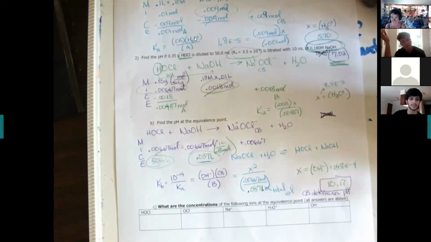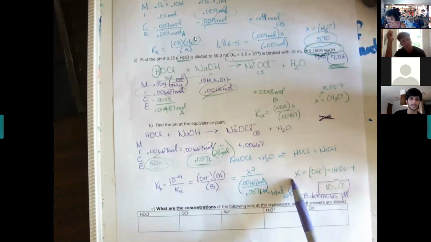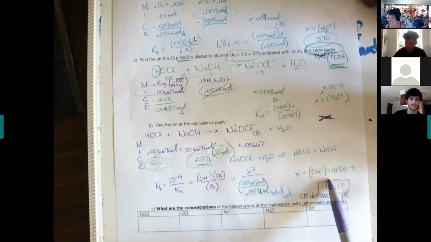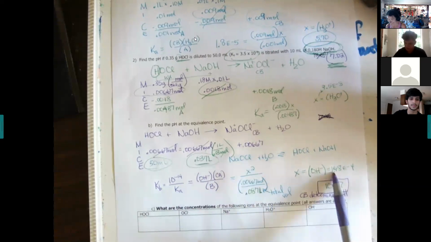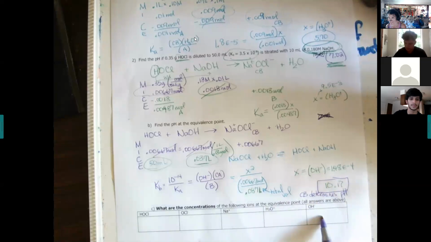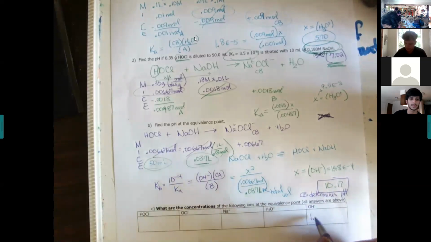Everybody's hesitating. I'll do the easy box then. Oh, look at that. Up here, it says X equals the hydroxide. That is the number that goes in the hydroxide box. Look how easy that was. So 1.48 e to the negative 4, and it is molarity.